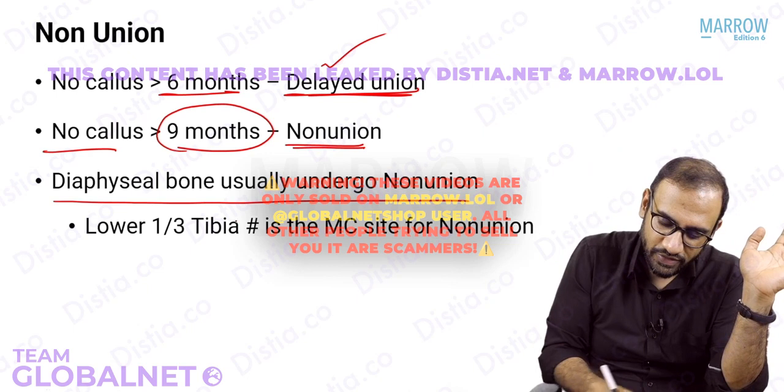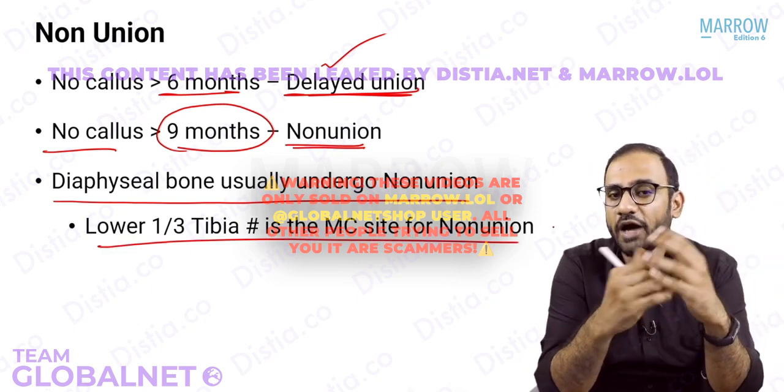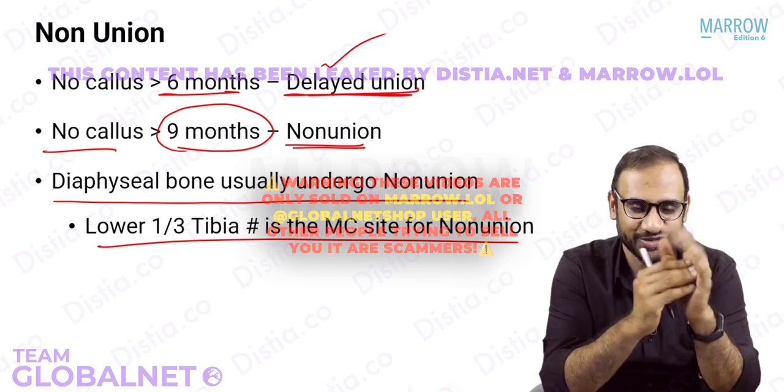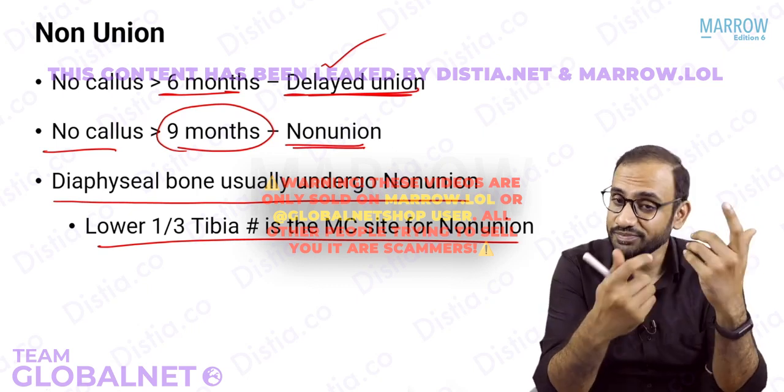Now, which bones will most likely go into non-union? I've told you, recall this. Diaphyseal bones, because they are more compact and less vascular. Whereas cancellous bones will be more vascular.